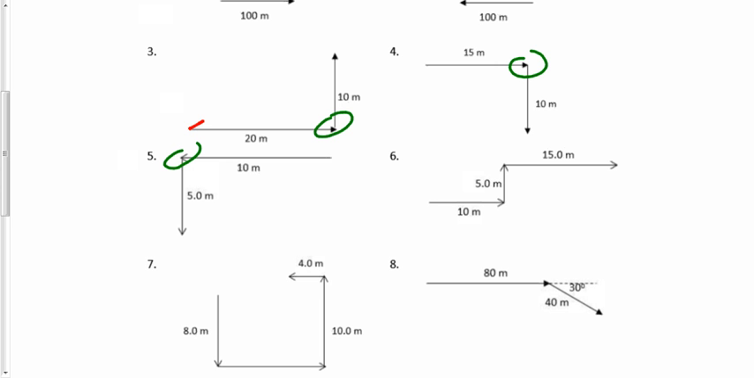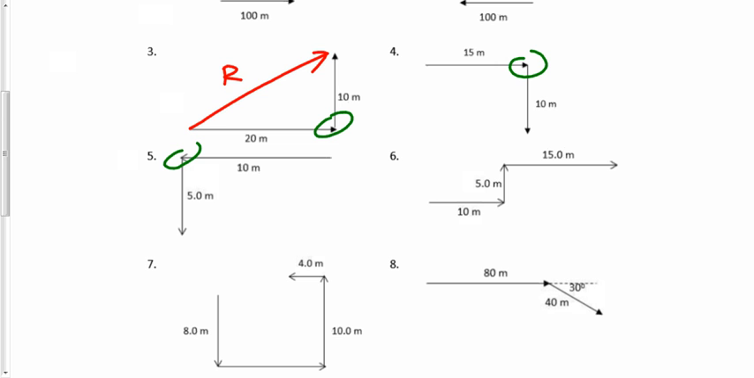What do we call this line that connects the start to the finish? We call it R, the resultant vector. It is the sum of the vectors. If I say 10 plus 20, it doesn't equal 30. 10 plus 20 equals R, whatever that works out to be.